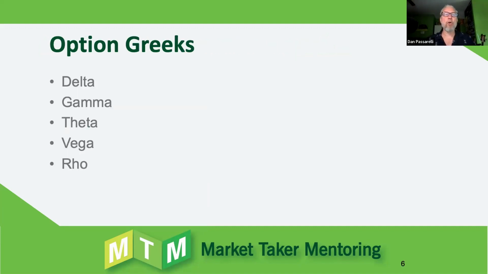Okay, so we're going to talk today about the single most important metric when it comes to controlling your risk as a trader and developing reasonable expectations as a trader. We're going to talk about the option Greeks: delta, gamma, theta, vega, and rho. Now, we're going to spend a good 45 minutes to an hour talking about this.